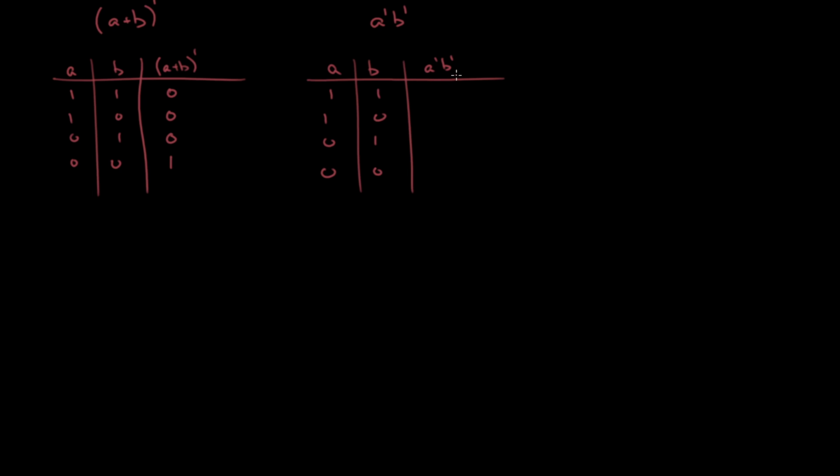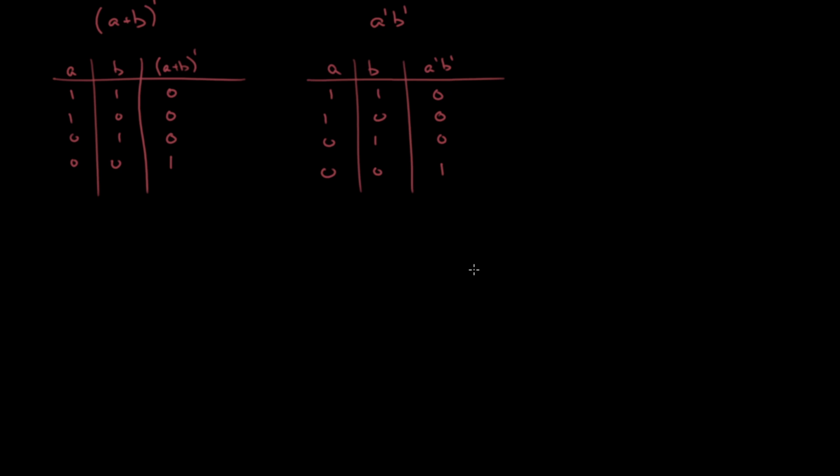So not a and not b. So whenever a and b are both true, that is false, anded with false, which is just 0, so false. Whenever a is true, that makes that false, and then b is false, which makes this true, but anded together, I get another 0. The opposite's going to be true when they're reversed. And so whenever a is false, so not that is true, and then b is false, so not that is also true, true and true gives me true.